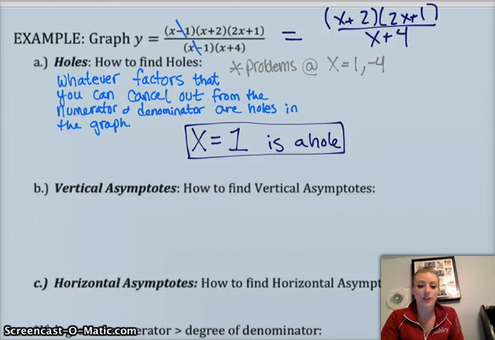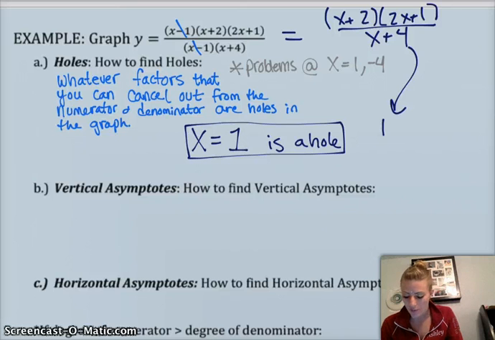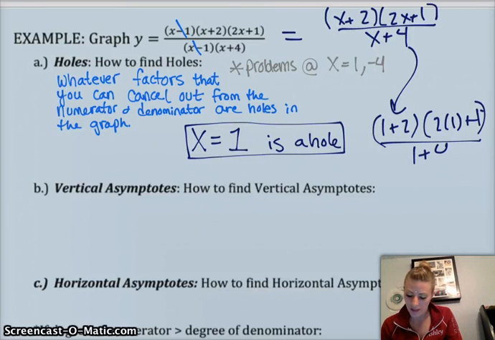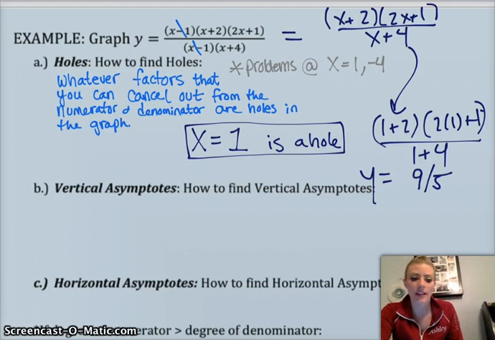And if I want to figure out what the y value is, I plug x equals 1 into that function. So I would plug in 1 anywhere I saw an x, and I have 1 plus 2 times 2 times 1 plus 1, right, all over 1 plus 4. So that's 3 times 3 is 9 over 5. So the actual hole is at (1, 9/5).